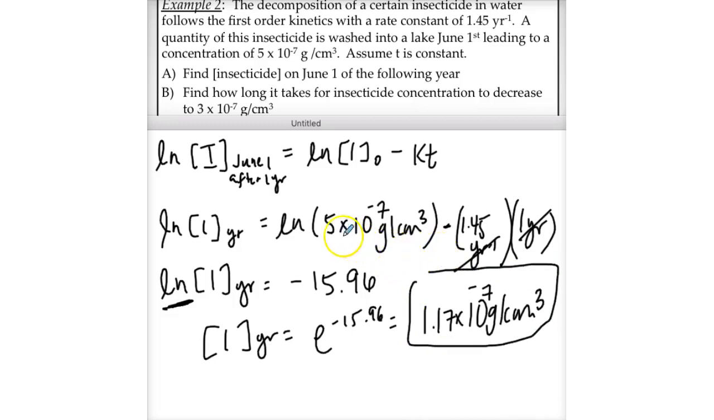Okay, so that's the concentration after a whole year. So it went from 5 to 1.17. So the concentration of insecticide dropped. So it dropped significantly after a whole year. Okay. Part B.